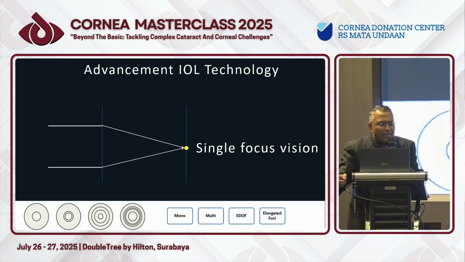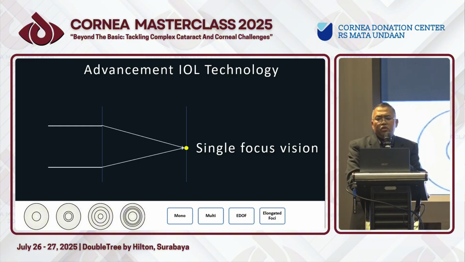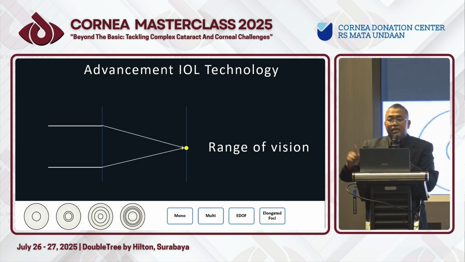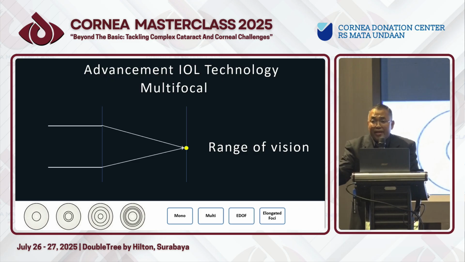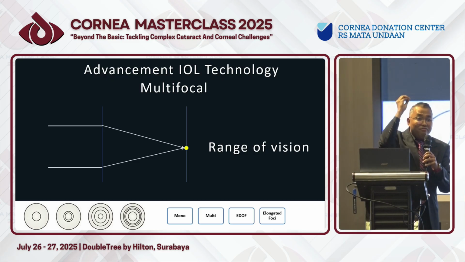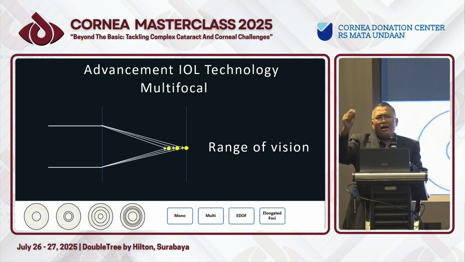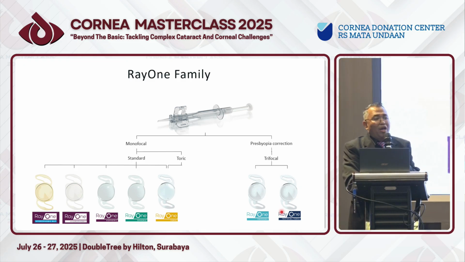But what we want is a range of vision. We want to see far, near, and intermediate. So what strategy do we have? When you talk about range of vision, the first technology that we had almost 30 years ago is multifocality. When you have multifocality, what does it mean? You have multiple foci of light. How do you arrive at multifocality on this side? It depends on the strategy that people have. I'll give you another example from Ray 1. They do have a trifocal.